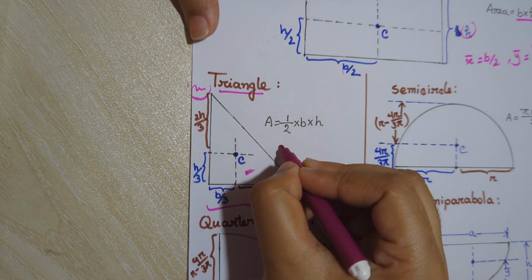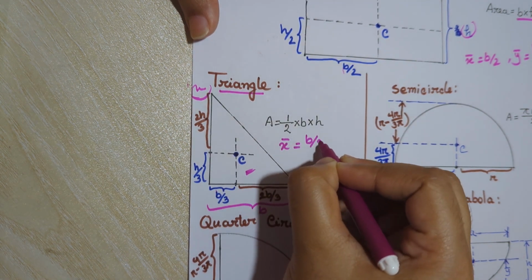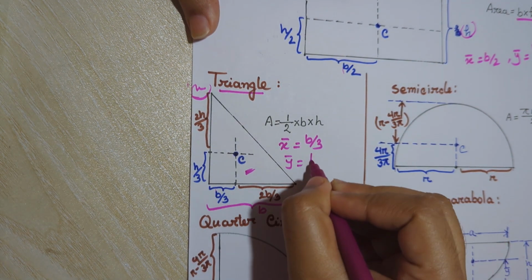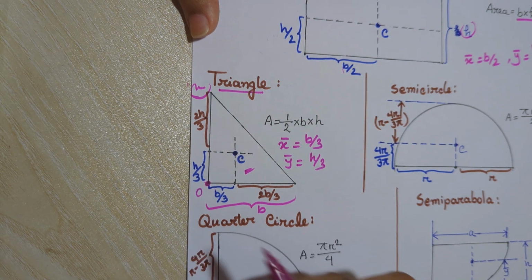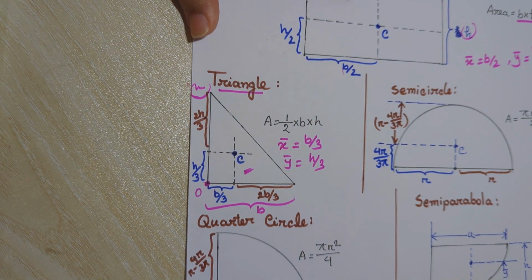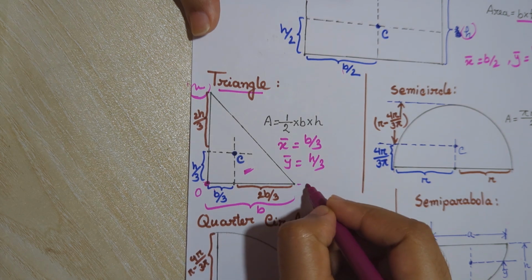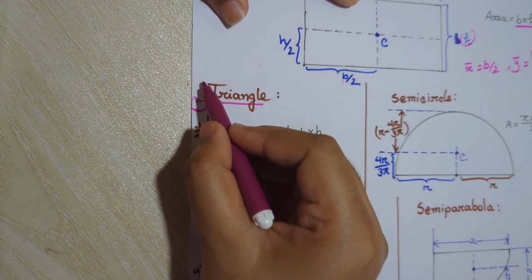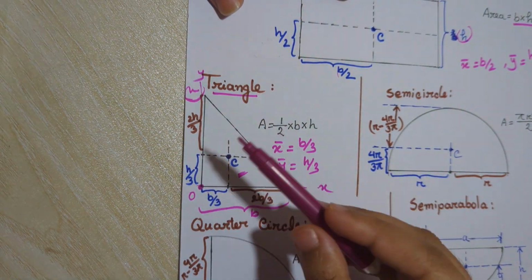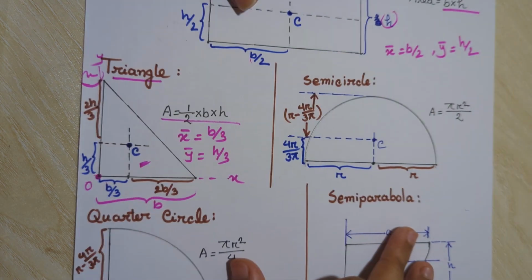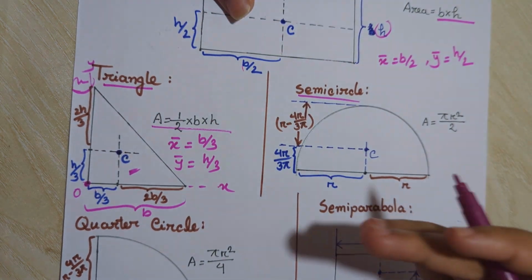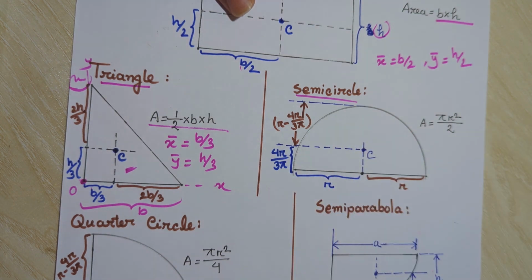So for this triangle, our x bar will be b by 3 and y bar will be h by 3, as we consider this point as our origin O, and this is the x-axis and this is the y-axis. And for this triangle, our area will be half into b into h. Now let's see the semicircle. Semicircle means half of the full circle.